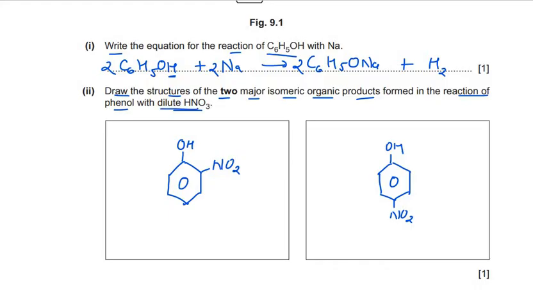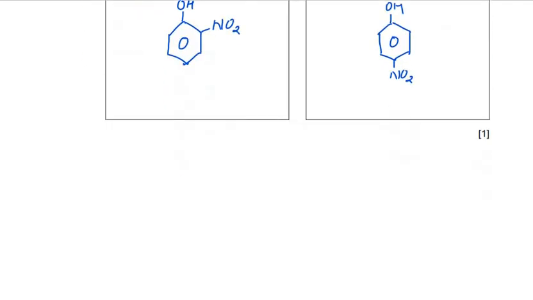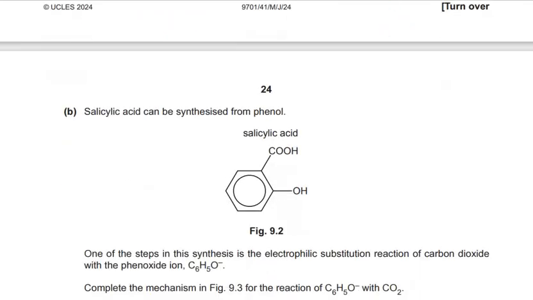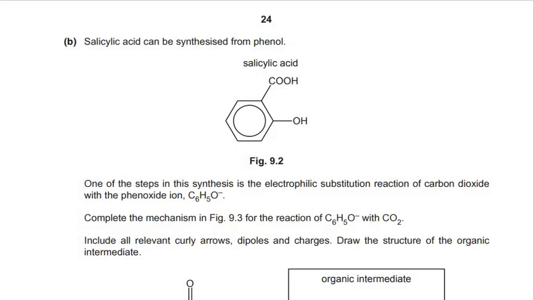It's dilute nitric acid, so only one nitro group will be added to phenol. But if we use concentrated nitric acid, all 3 positions, that is the 2, 4 and 6 positions of the phenol, will be occupied by the nitro group. But here it's dilute, so only one nitro group will be added separately to the 2 different positions. The B part, here salicylic acid can be synthesized from phenol, and the structure of salicylic acid is given here.